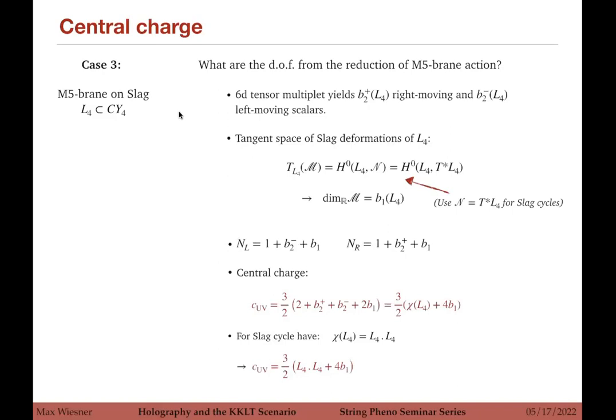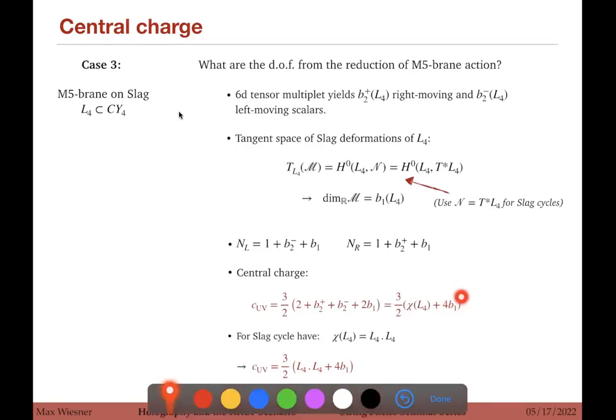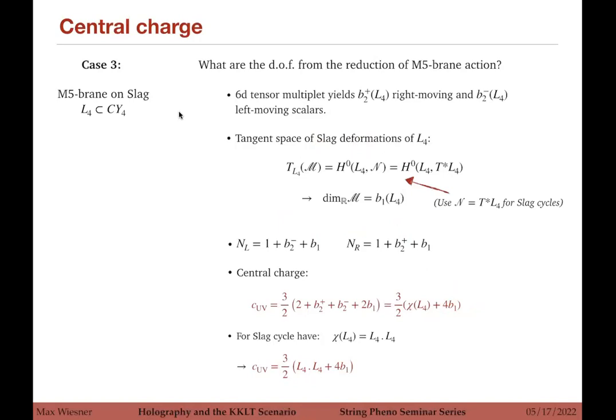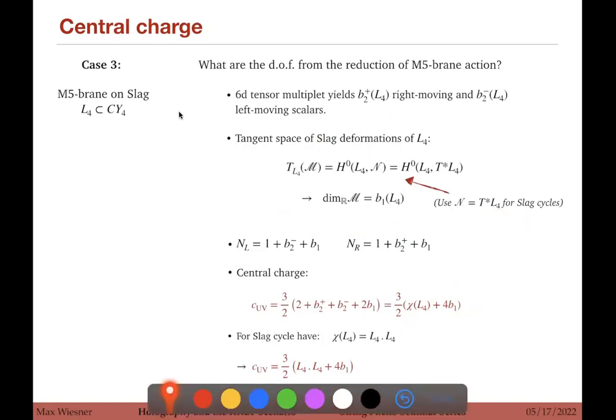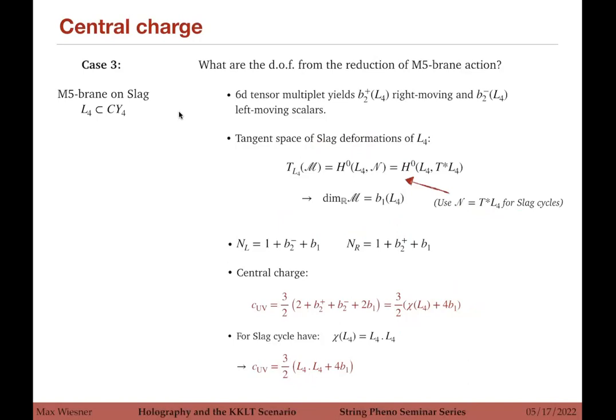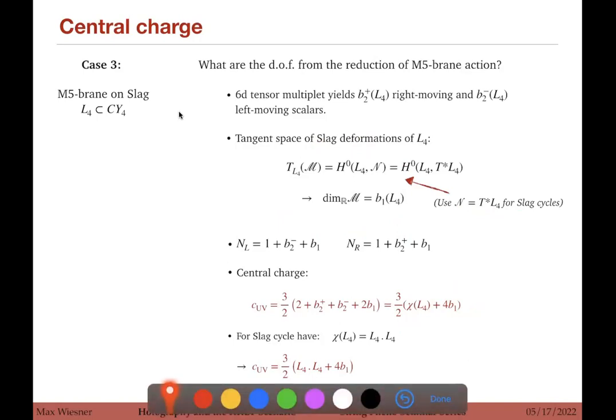So this gives us the number of degrees of freedom on this brane, and also a way to calculate the central charge, which one can write as a factor coming from the B1, so from the deformation of the special Lagrangian cycle, and the Euler characteristic of L4. Now, the Euler characteristic for a slack cycle, because of this property, is just the self-intersection of L4, such that we see that the UV central charge is proportional to L4 plus a term that comes from B1.